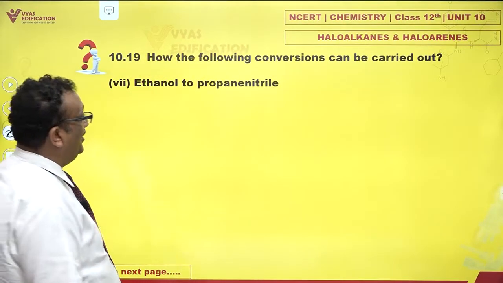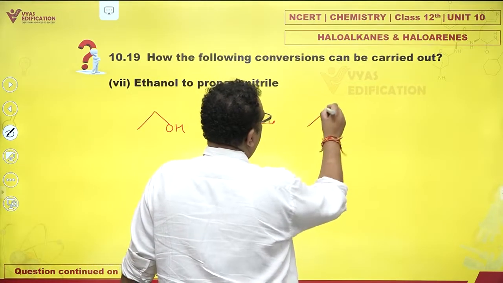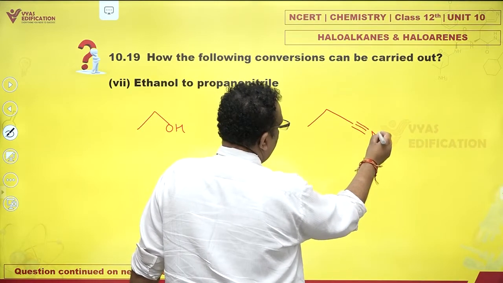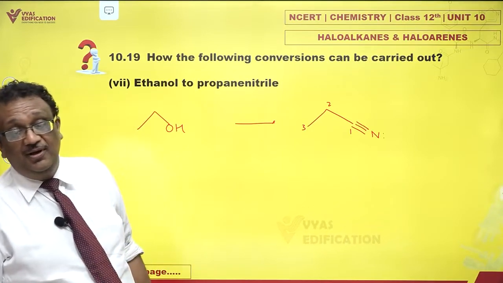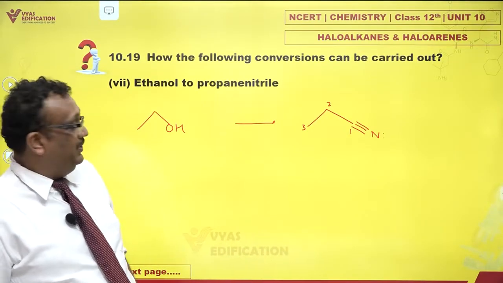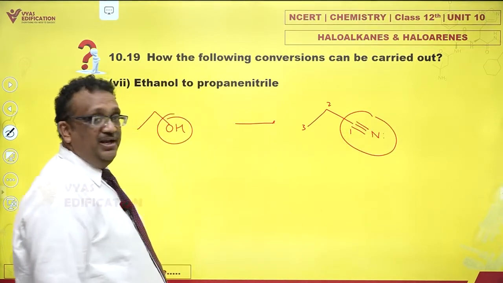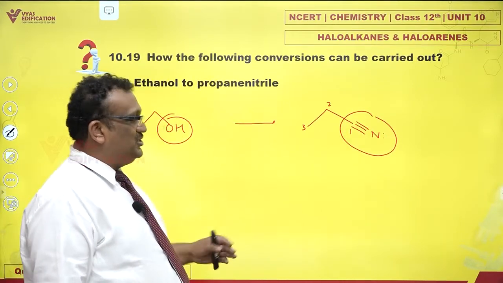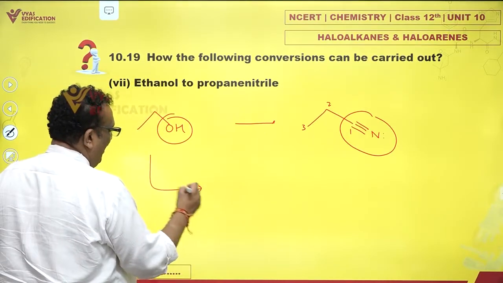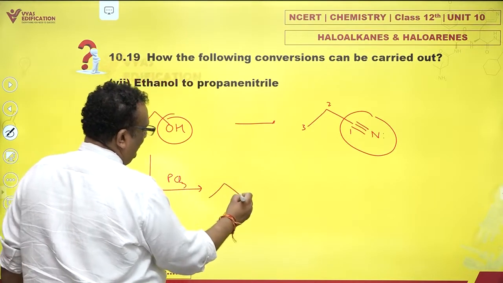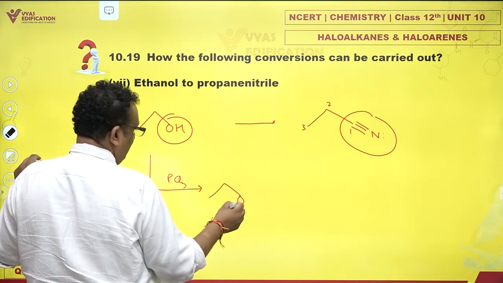Ethanol to propanenitrile. Ethanol. This is 1, 2, 3. Propanenitrile. Well, what has happened? This OH has changed to cyanide, CN. Remove OH, add CN. Now you know this, come on. We have just done that. Add PCl3. You get, instead of OH, you get Cl.